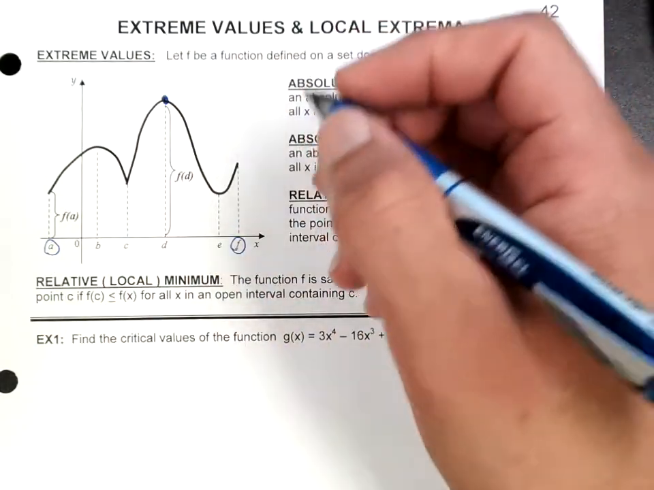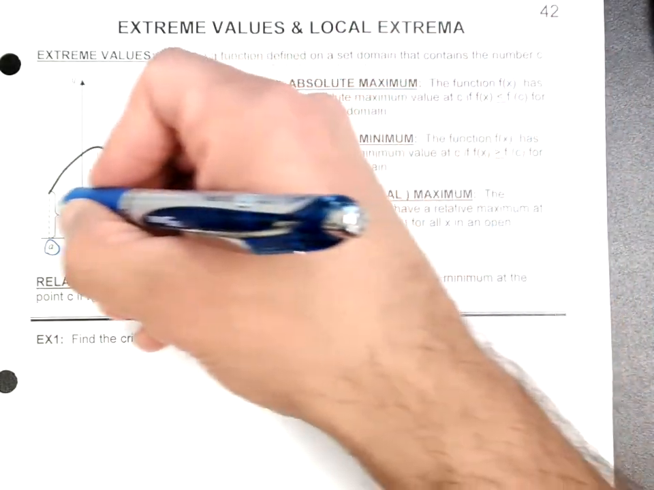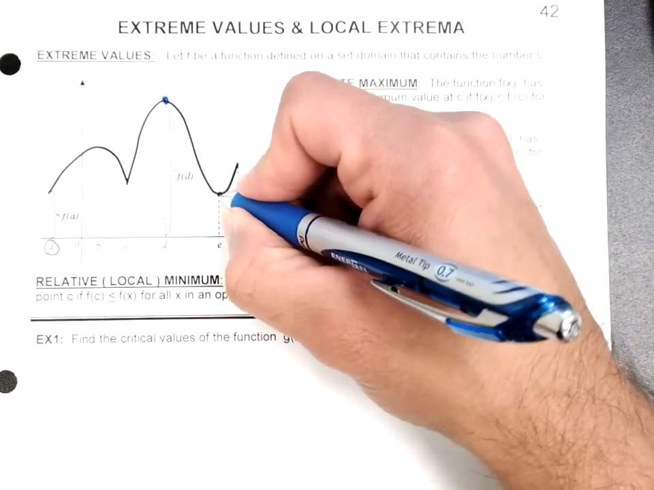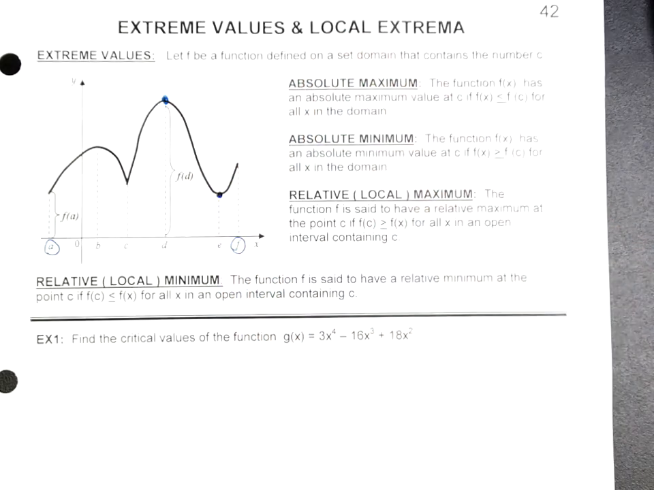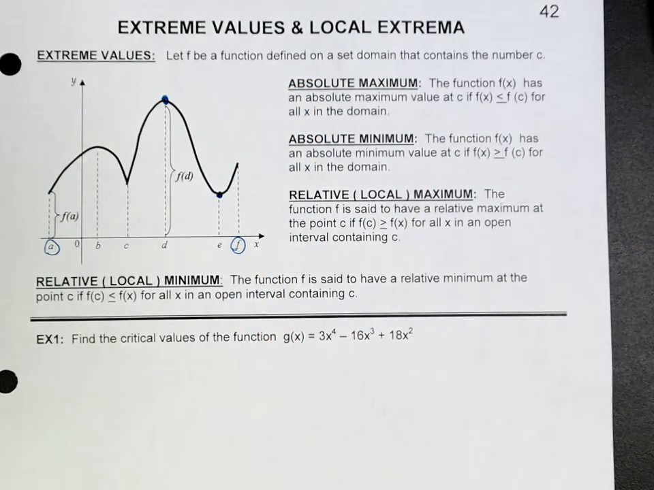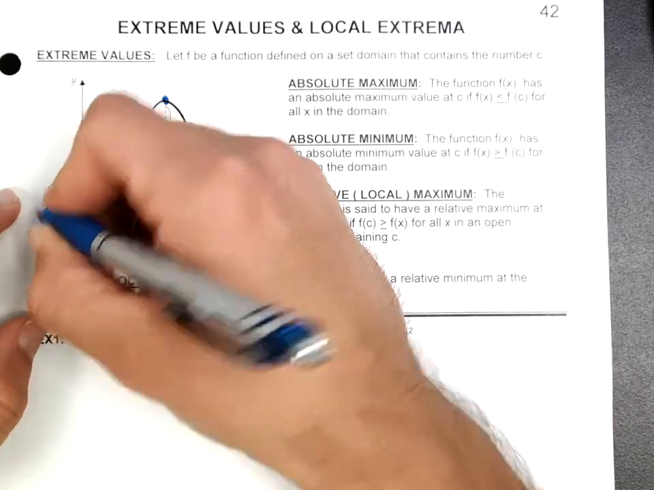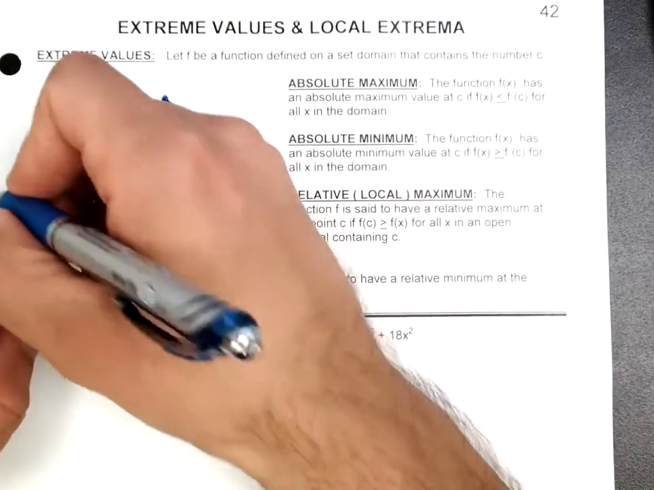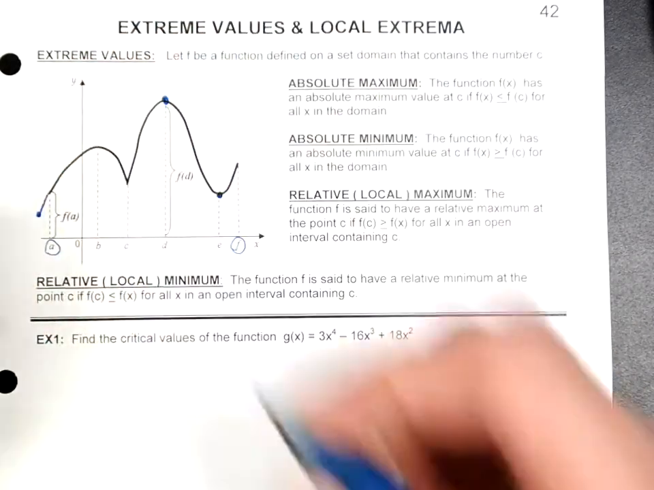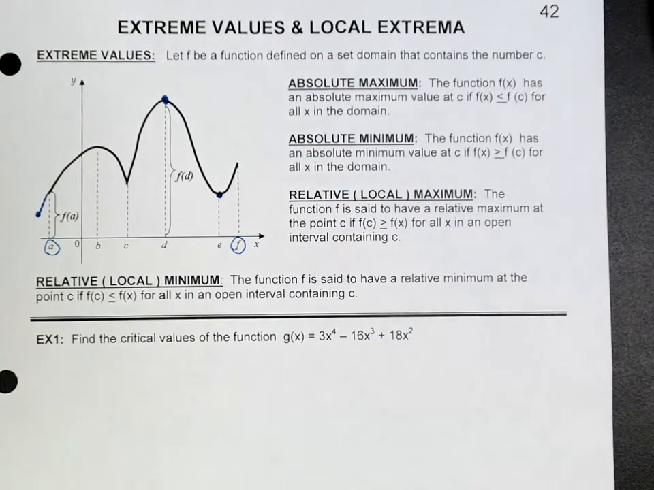So for example, if you're looking at this, it's kind of hard to tell, but I think this one is the absolute minimum on this, all right? Now, remember that on this one, the absolute max or min could also be located on the endpoint. So if this endpoint happened to be lower than this minimum, then the absolute minimum would be located right there, okay?